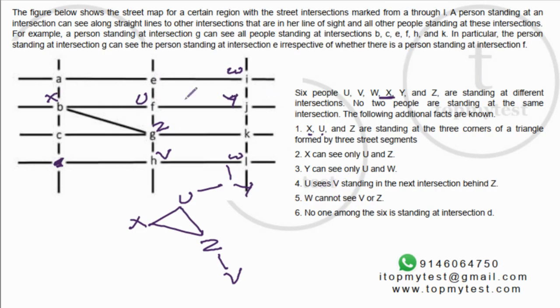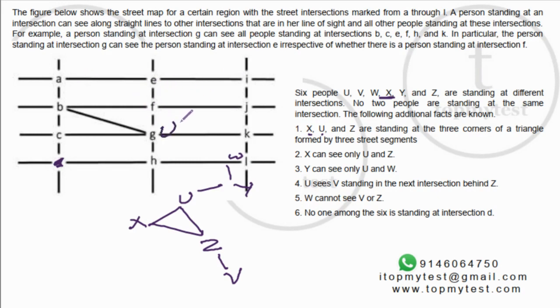But then X will be able to see Y. If I put Y here, Y will be able to see Z and V. So this is also not possible. So the previous one, which we had said was promising, that is the one.